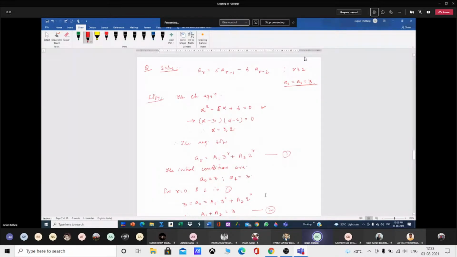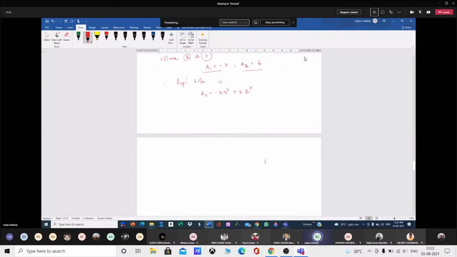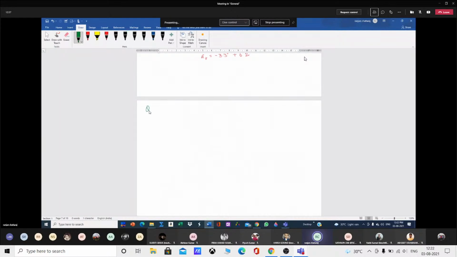Everybody solve one more question, but do it yourself. Next question: solve a_r equals a_(r-1) plus a_(r-2), where r is greater than or equal to 2, and a_0 and a_1 are equal to 1. Solve it. Everybody solve this problem.